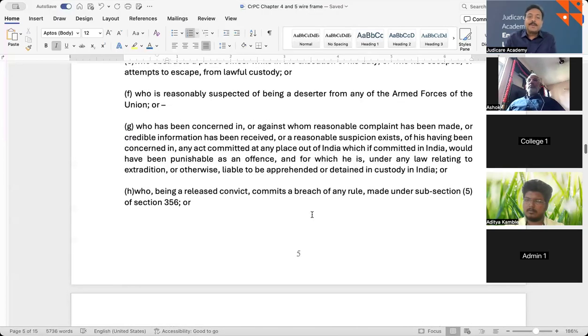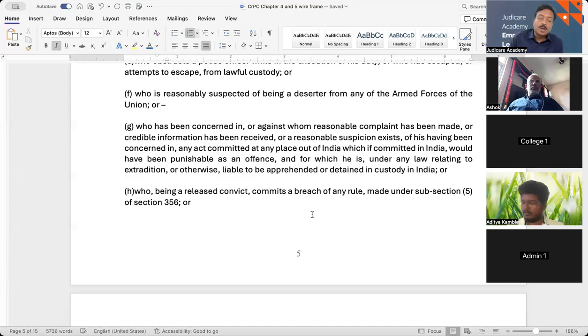the Union's security. Now, the person who has concern in, or against whom a reasonable complaint has been made, or credible information has been received, or a reasonable suspicion exists of his having concern in any act committed at any place out of India, which, if committed in India, would have been punishable as an offense, and for which he is under any law relating to extradition or otherwise liable to be apprehended or detained in custody in India. So, in either case, if the person has committed a crime outside India, which could be considered a crime in India, or the person is under extradition, or for some reason the person was legally supposed to be detained in custody in India, in all such cases the person could, if found, be arrested immediately.